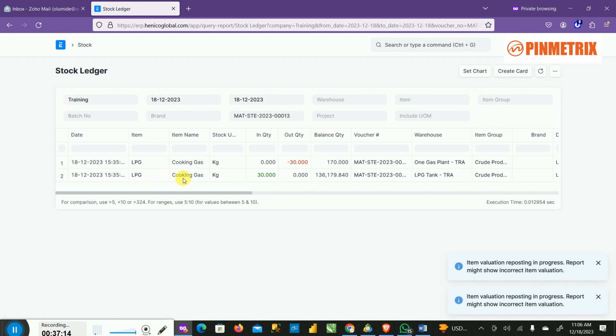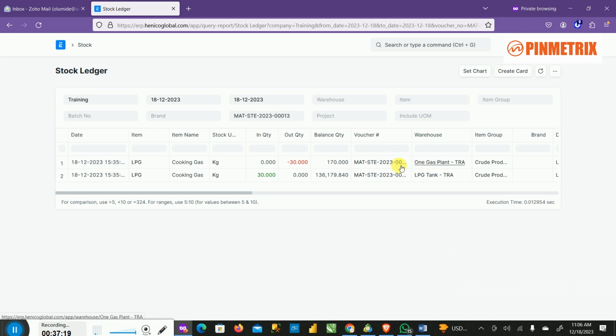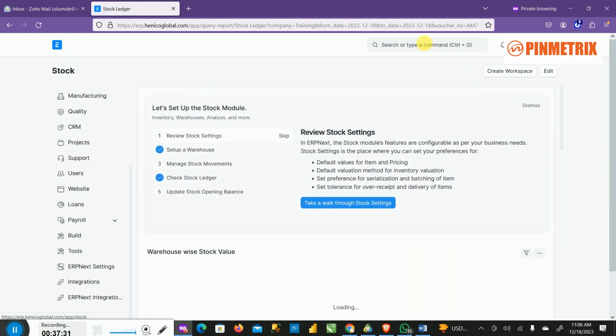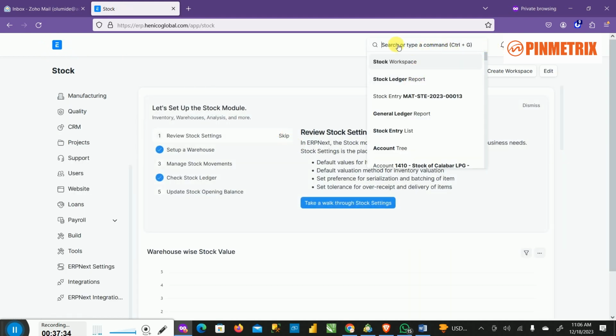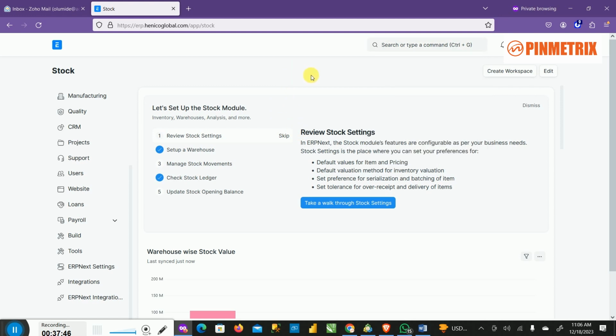So it's leaving this warehouse. One gas, you can see quantity out is 30 and it's going into this. You understand? So now let's go and check that the transaction is completed. We've done stock transfer from one warehouse to the other warehouse, which is seamless, which is fine for us. So we shouldn't see much difference now.